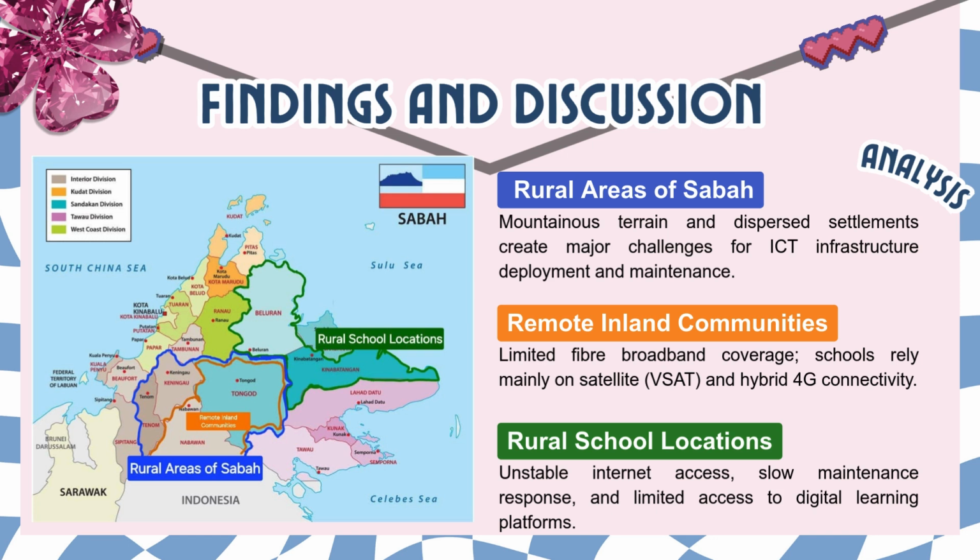As shown on the map, many rural and interior areas of Sabah are located in mountainous regions with scattered settlements. Because of this, it is difficult to build and maintain stable internet infrastructure. As a result, many schools experience unstable internet connection, delayed maintenance, and limited access to digital learning platforms. This explains why digital learning adoption remains uneven across rural Sabah.